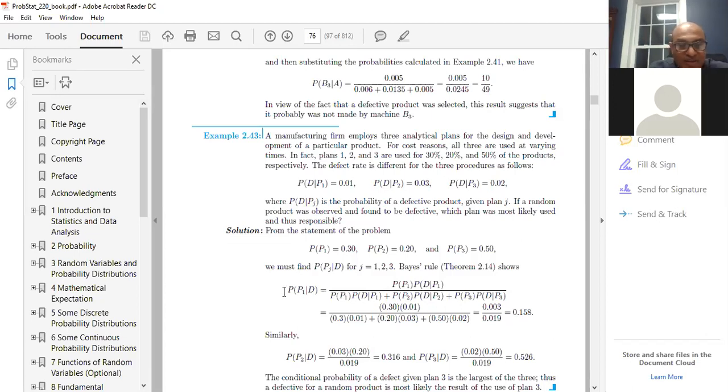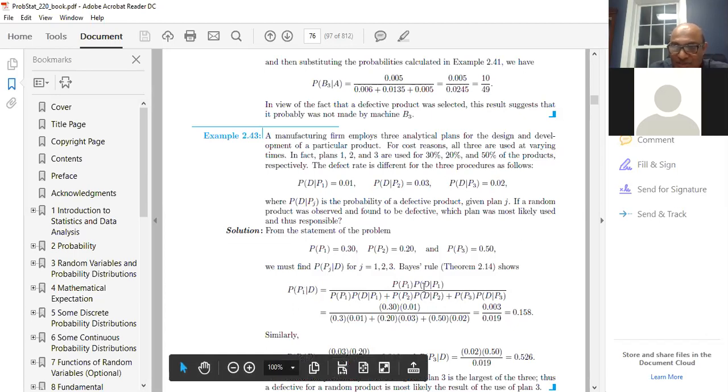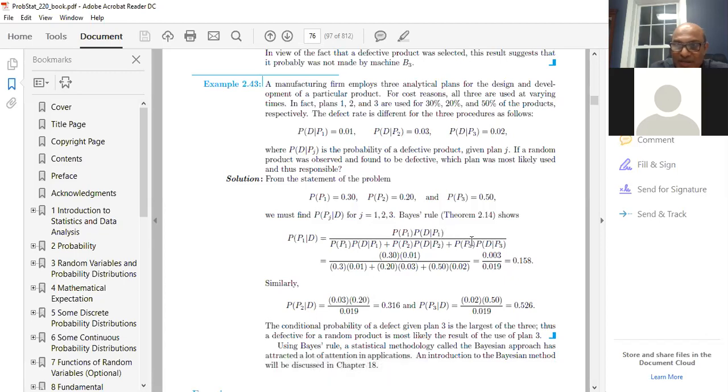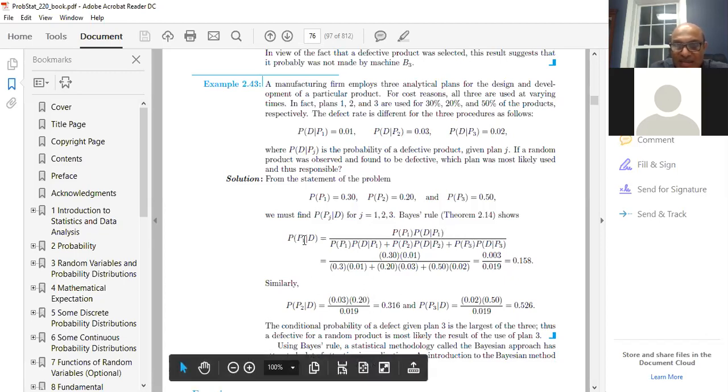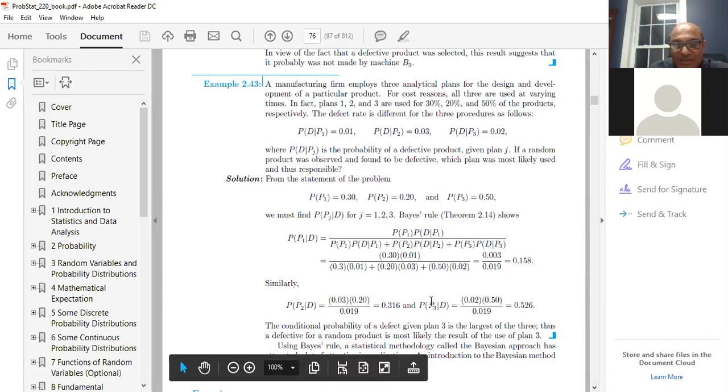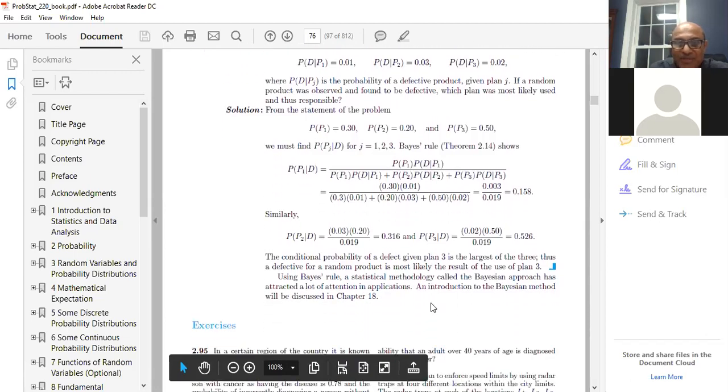First of all, I'm going to find the probability of P1 given D, meaning the probability that the item, which is already defective, is from plant P1. Use the definition, you will get this answer. Then I'm going to replace this one by P2: P2 given D, use the same kind of definition, same denominator, you're going to get this answer. Probability of P3 given D, you're going to get this answer. 0.15, 0.3, and 0.5. This is the maximum. That means we can say that the defective item most likely came from plant P3. So that's how you can use the Bayes theorem.